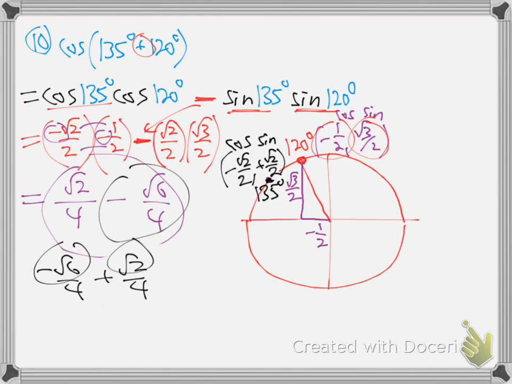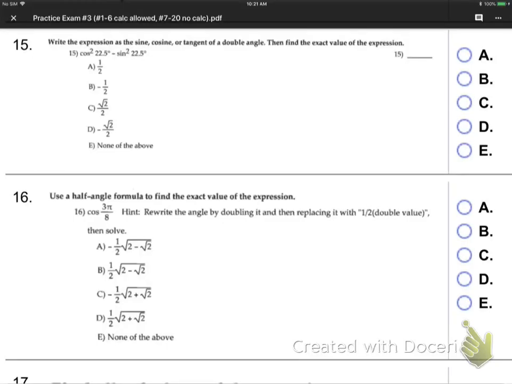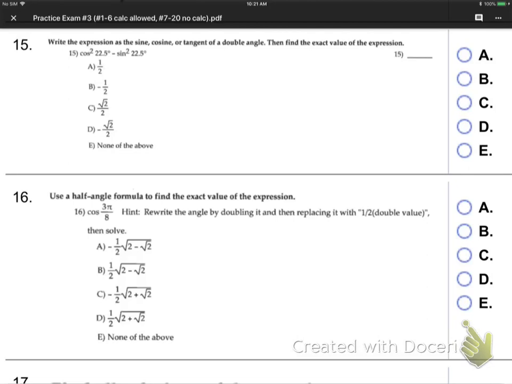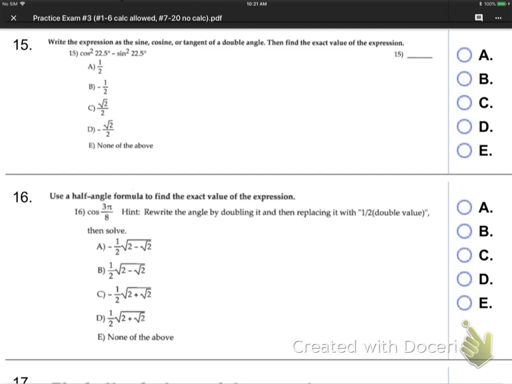All right, let's keep going. So let's just go forward. So 15, write the expression as the sine or cosine of a double angle, find the exact value. Okay, so 15: cosine squared 22.5 minus sine squared 22.5, right? Write the expression as a double angle.